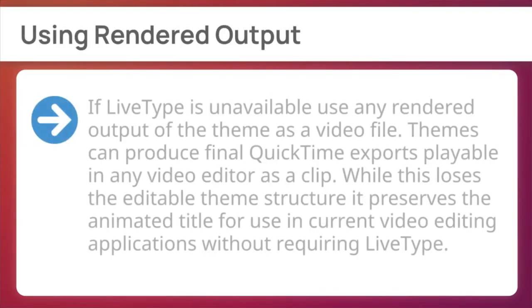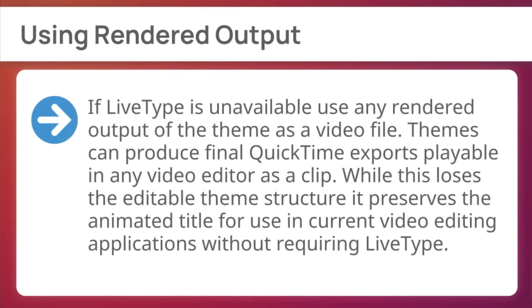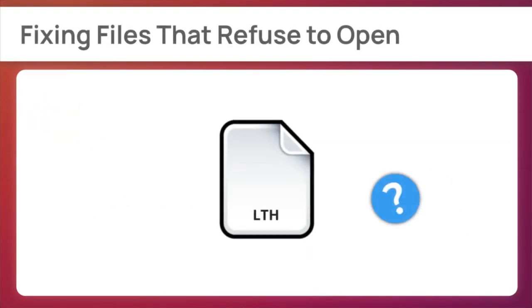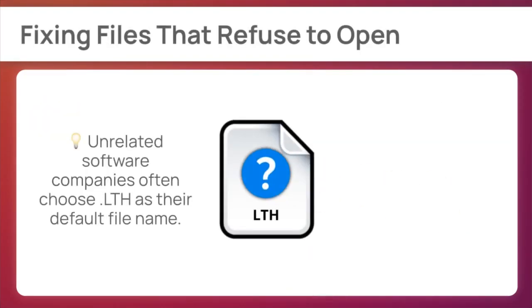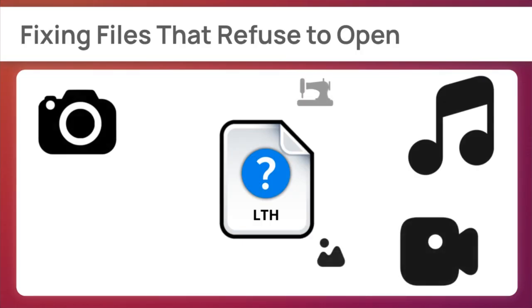Finally, using rendered output. If LiveType is unavailable, use any rendered output of the theme as a video file. Themes can produce final QuickTime exports playable in any video editor as a clip. While this loses the editable theme structure, it preserves the animated title for use in current video editing applications without requiring LiveType. If compatibility checks failed, it is likely because the file extension name is shared by different developers for unrelated formats, causing your PC to use the wrong reading language.